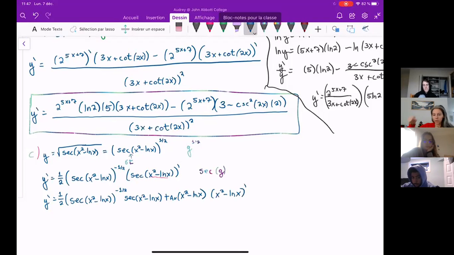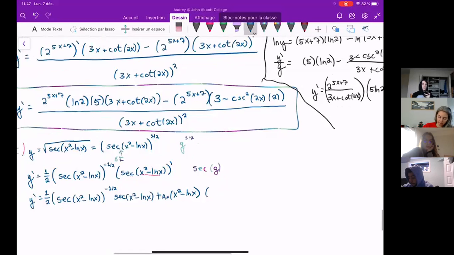So I pull the thing out. It's like a fruit roll-up. We're always just pulling out, pulling out, pulling out. What's the derivative of x squared minus ln x? 2x minus 1 over x. You got it. So I'm just going to replace that. And this is my final answer.